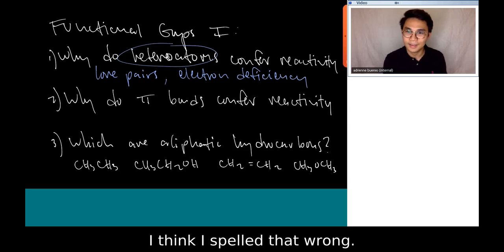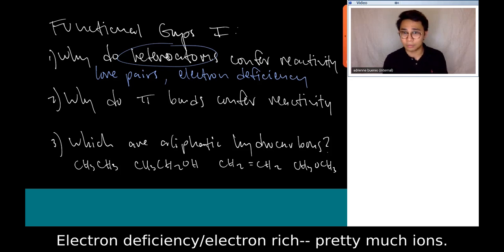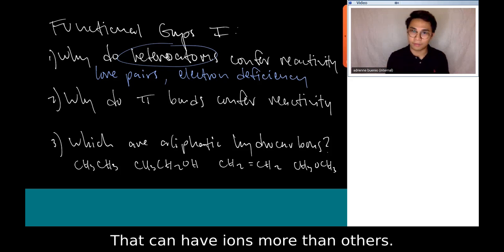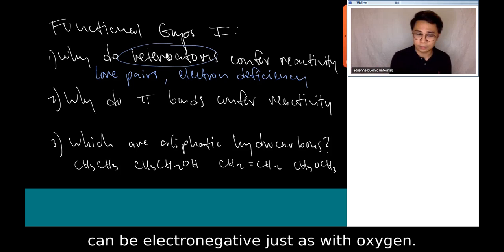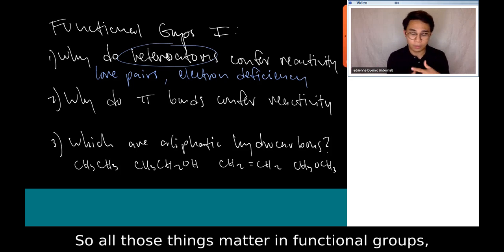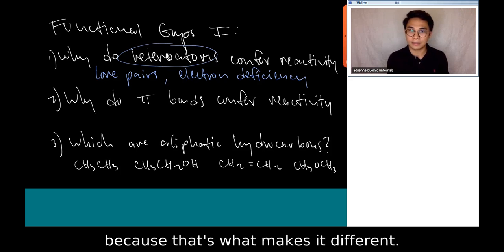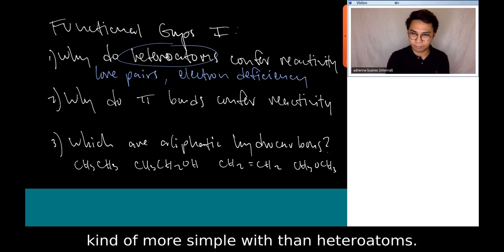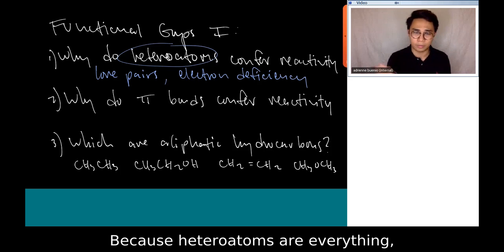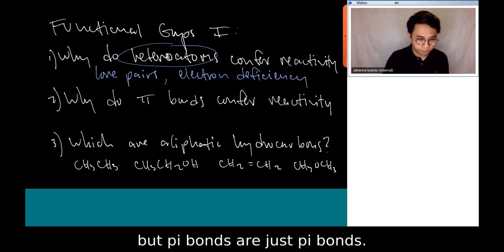Okay, I think I spelled that wrong, but okay: electron deficiency, electron rich, pretty much ions, right? They can have more ions than others, and more importantly, with electrons, they can be electronegative, just as with oxygen, right? So all those things matter in functional groups, because that's what makes them different from each other, right? And same thing with pi bonds, but this one's kind of more simple than heteroatoms, because heteroatoms are everything, but pi bonds are just pi bonds, right?